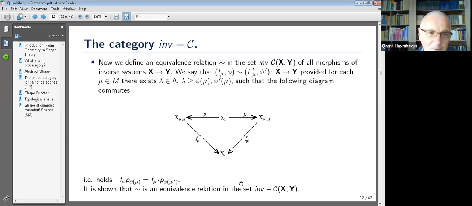Now we define an equivalence relation tilde in the set inv-C(X, Y) of all morphisms of inverse systems X to Y. We say that two morphisms f_μφ and f'_μφ' from X to Y are equivalent, provided for each μ in M there is λ in Λ which is greater or equal to φ(μ) and φ'(μ), such that the following diagram commutes. Or in other words, this equality holds: f_μp_φ(μ)λ equals f'_μp_φ'(μ)λ. It is shown that this relation is indeed an equivalence relation in the set inv-C(X, Y).